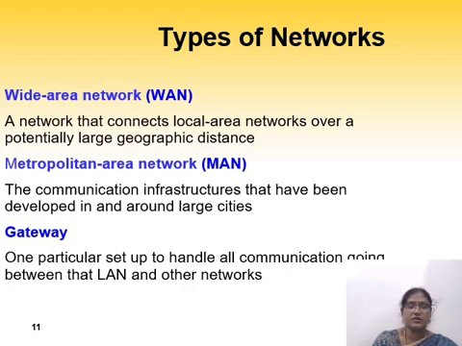There are three types of networks. The first one, LAN, we have seen. Then the wide area network: a network that connects local area networks over a potentially large geographic distance is called a WAN, that is, wide area network. In a metropolitan area network, the communication infrastructures have been developed in and around large cities. Next, we have to know the term gateway: one particular setup to handle all communication going between the LAN and other networks.